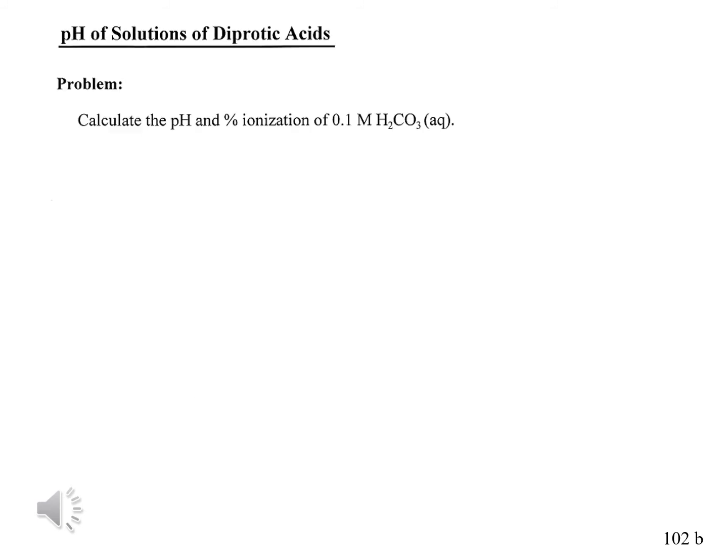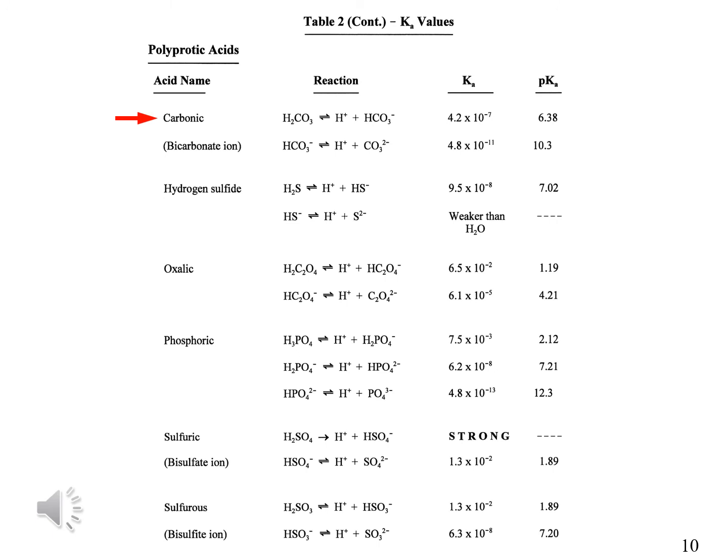This problem is asking to calculate the pH of another weak acid, but this one is a diprotic acid. We want the pH and percent ionization of 0.1 molar carbonic acid. And of course, that's the acid that we looked at earlier. It's the top one on page 10, and it's got 2 steps.